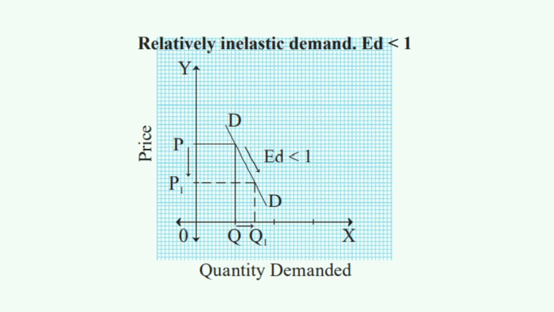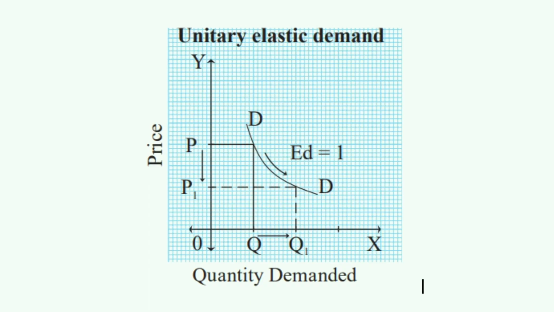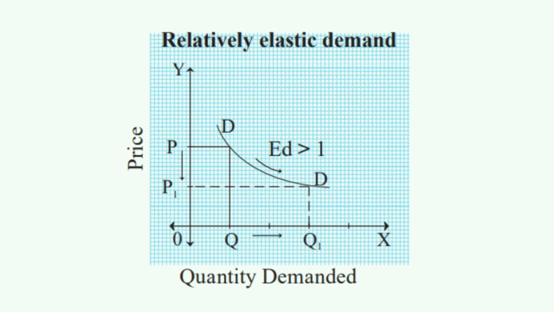The second one is relatively inelastic. Relatively inelastic basically says that with a huge change in price, there is a small change in quantity demanded. The third one is unitary elastic. Unitary elastic basically means that with an equal or proportionate change in price, quantity demanded also changes in the same proportion. The fourth one is relatively elastic.